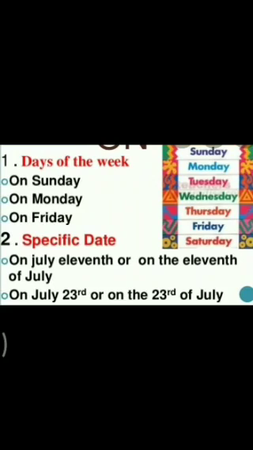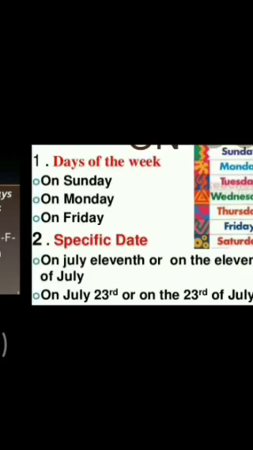Then comes prepositions of time. For example, in January 1968, in the middle of the night. Then we have days of the week: on Sunday, on Monday, on Friday. So on is always used for days of the week and specific dates. For example, on July 23rd or 23rd of July.